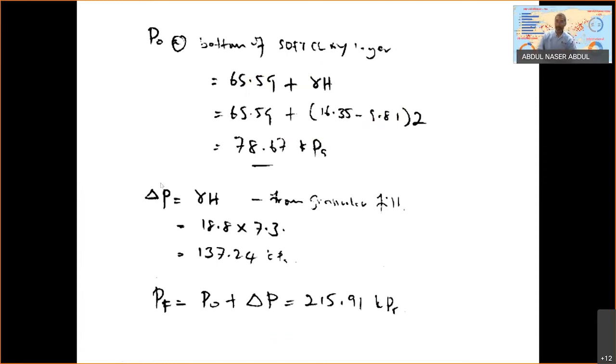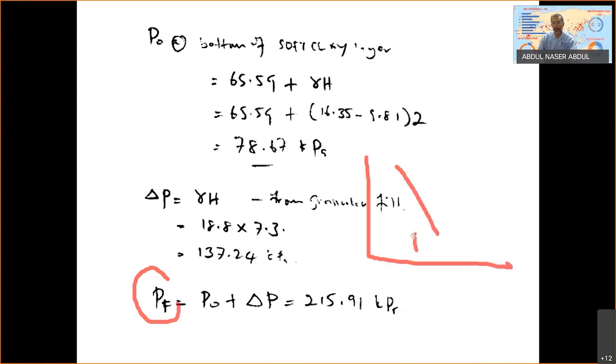Delta P is the difference in pressure. That means your chart for P final, PF, right? So in this case, this is the PF. It's easier if you draw a chart like I showed earlier. This is P naught, P0, and then this is P final, pressure final.